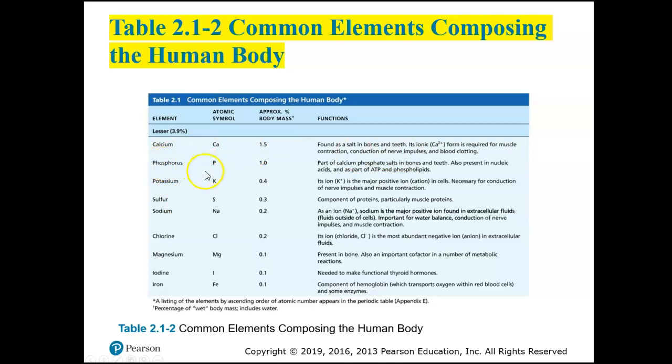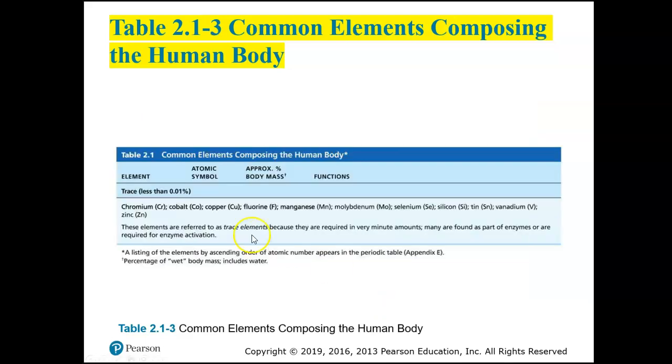Then we have phosphorus, potassium, sulfur, sodium, chlorine, magnesium, iodine. Iodine is real important in making thyroid hormones. And iron, which is Fe. And iron is an important component of hemoglobin, so it's necessary for transporting oxygen.